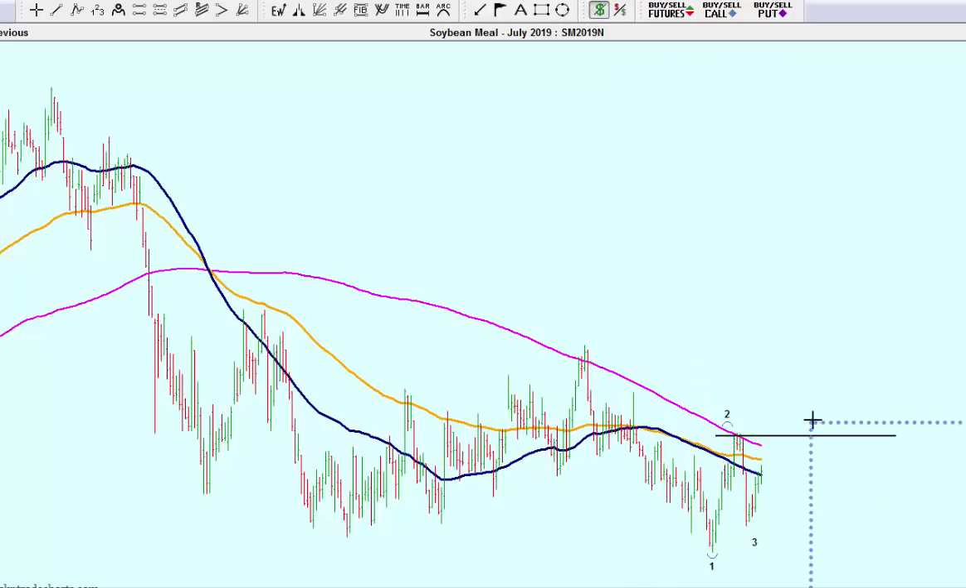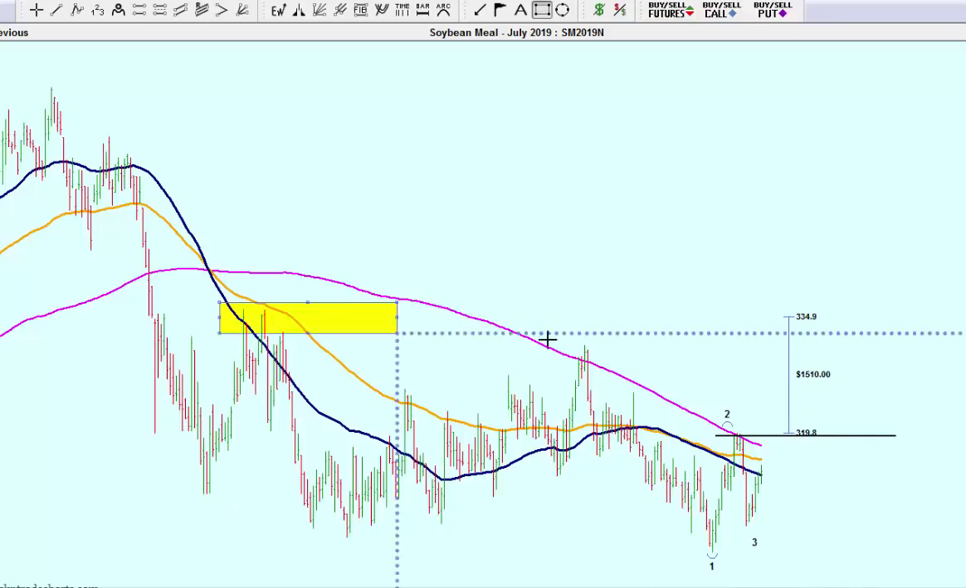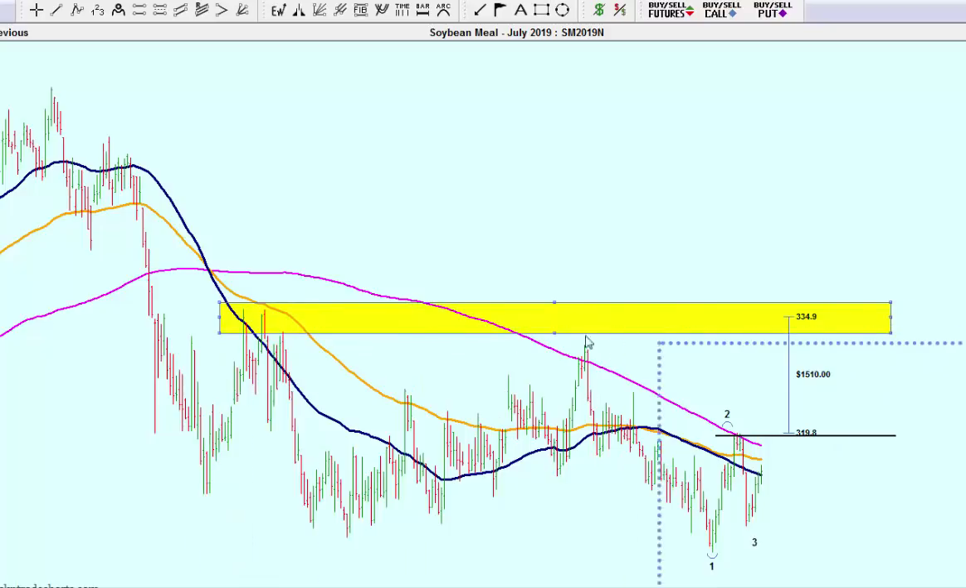Our first profit objective is going to be the distance between the number 2 and the number 1 low, which is roughly $1,500 a contract. So you can see that takes us right up here into this resistance level around the 334 to 335 area.